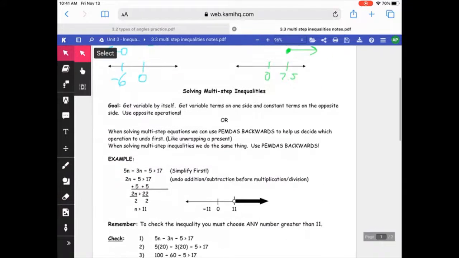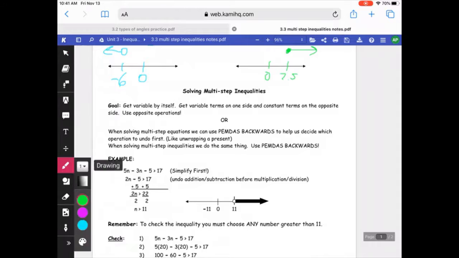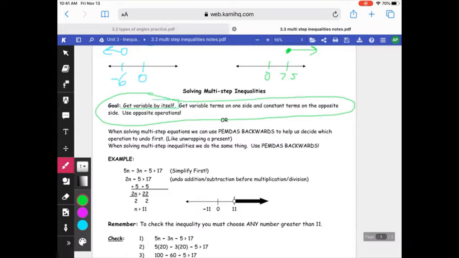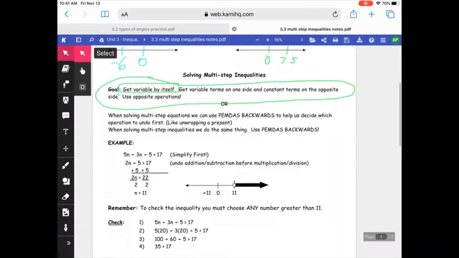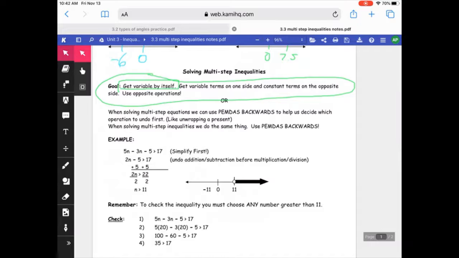So our goal when we're solving multi-step inequalities is always to get the variable by itself, same thing as when we're solving any equation or any inequality. We're going to be doing that by using inverse or opposite operations. We've said this before: when solving multi-step inequalities, we can use PEMDAS backwards to help us decide which operation to undo first. We've said that many times. When solving multi-step inequalities, we're going to do the same thing.